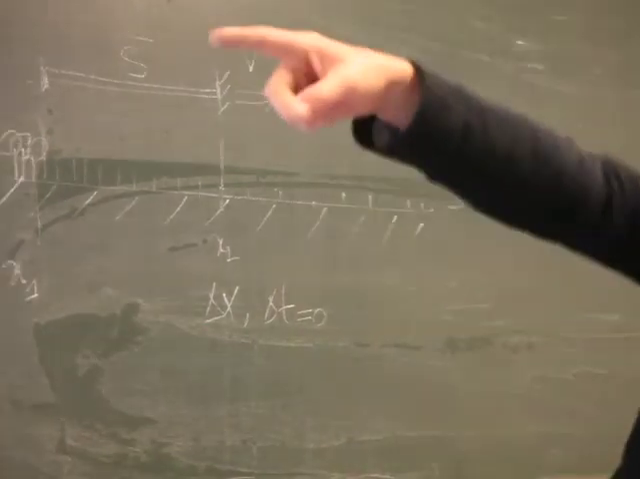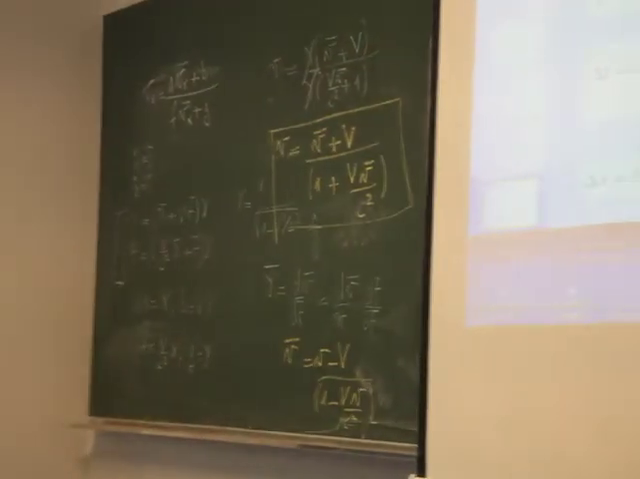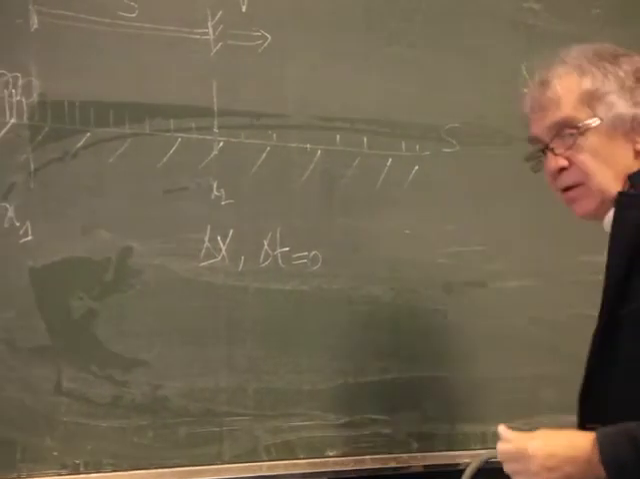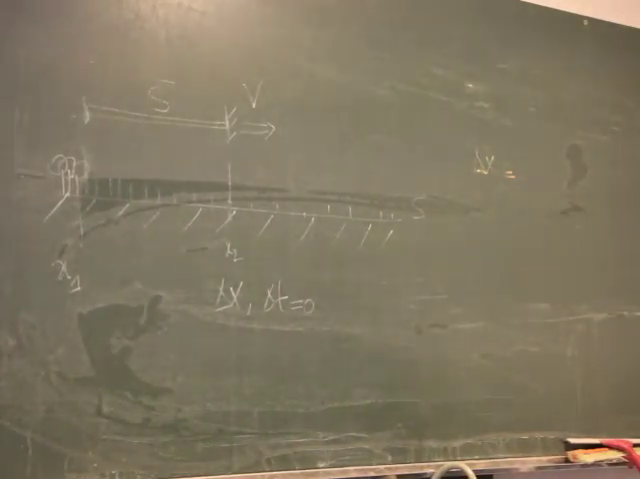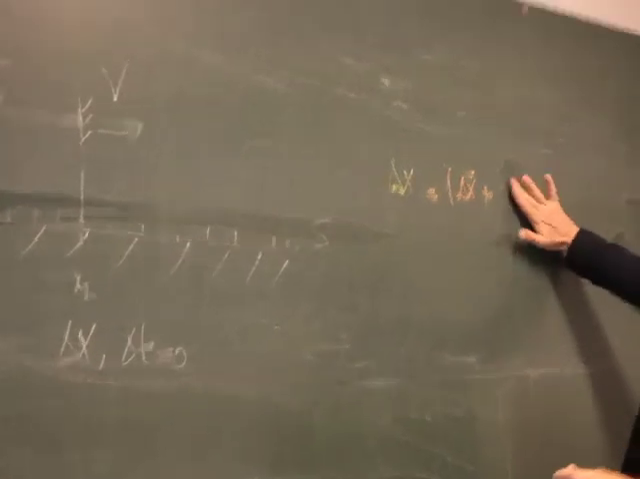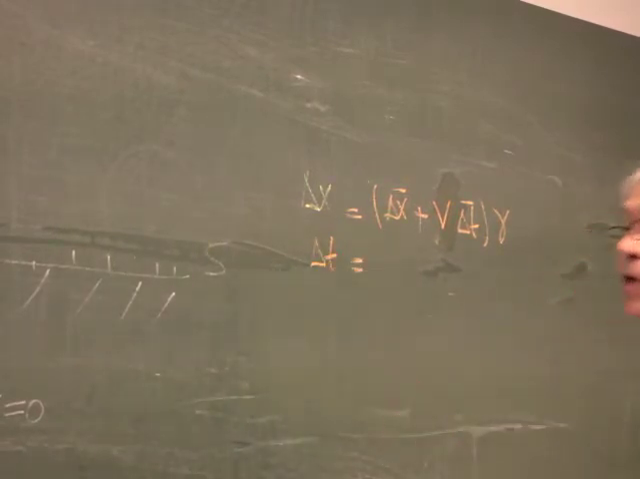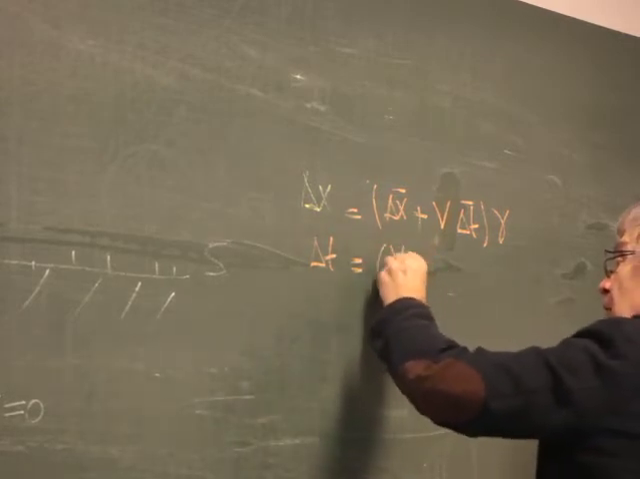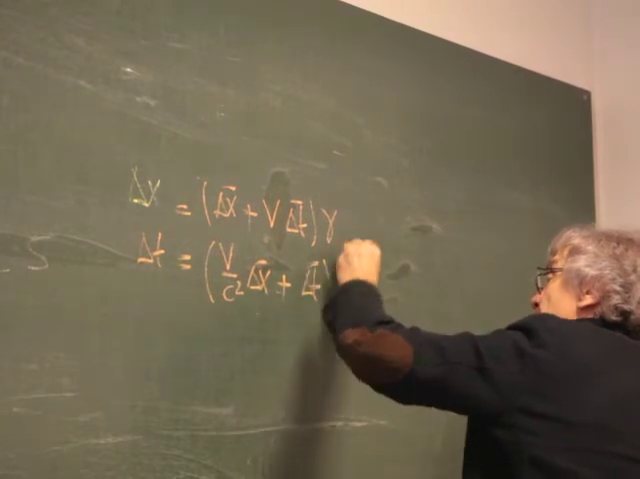Now we start again with our equations. So we find that delta x is equal to gamma times (delta x bar plus V delta t bar), and delta t is equal to gamma times (V over c square times delta x bar plus delta t bar). You agree?